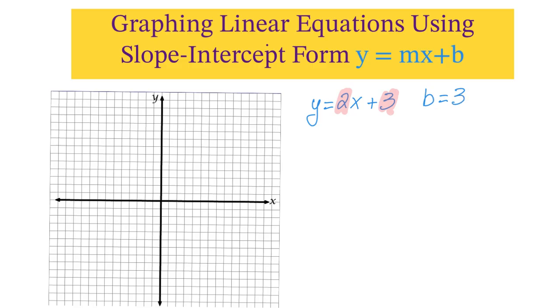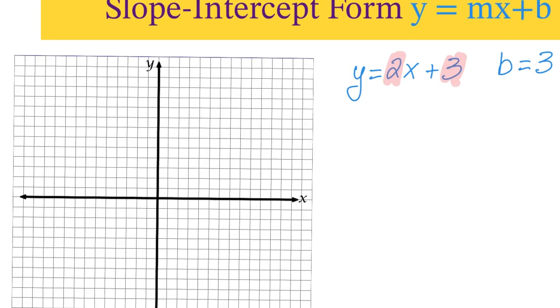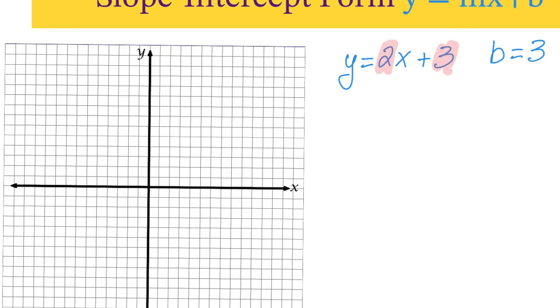That means when x is 0, y is 3. Let's go ahead and write it as a point. So x should be 0 and y should be 3. I'm going to write x and y in here just for you to know. Okay, let's go ahead and plot that point. So x is 0 and y is 3. This is where the line begins. Every line in slope-intercept form starts at the y-intercept. This means it's a point where it's crossing the y-axis.